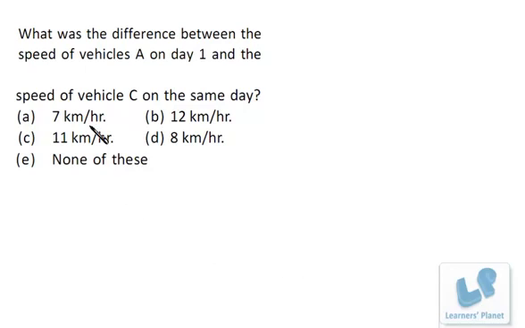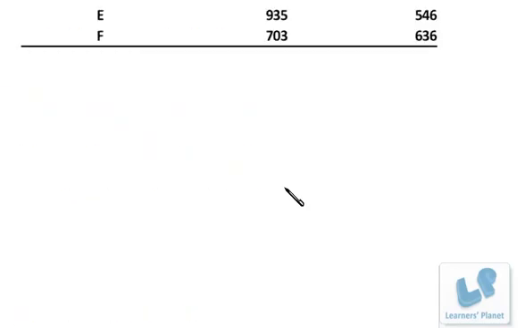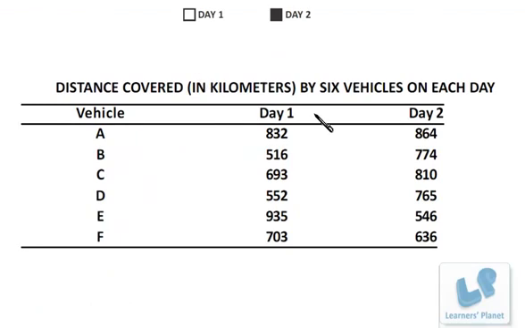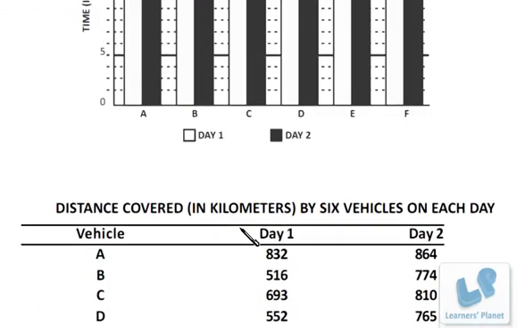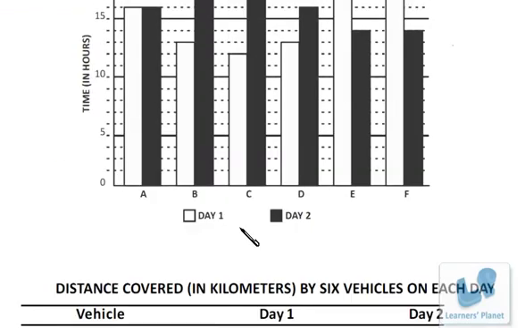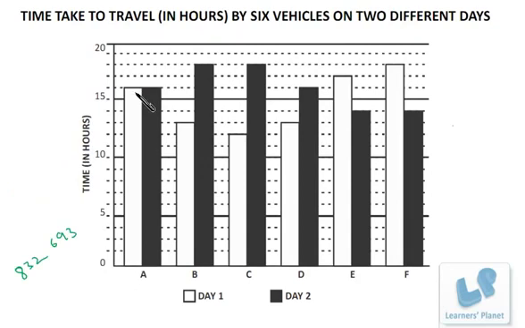Now let's take this problem. What was the difference between the speed of vehicle A on day 1 and the speed of vehicle C on the same day? That means we have to compare the speed of vehicle A and C on day 1. On day 1, A is 832 and C is 693. On day 1, the time taken by A is 16 hours and the time taken by C is 12 hours.